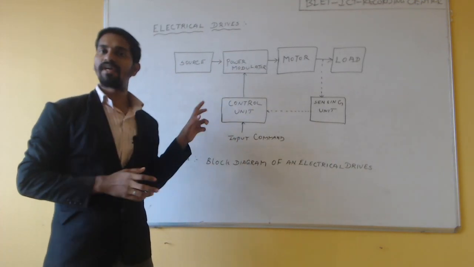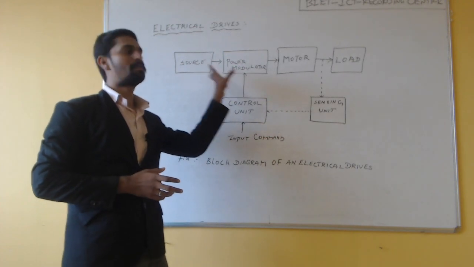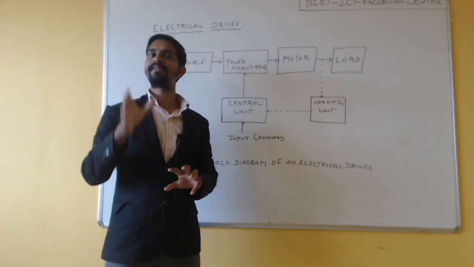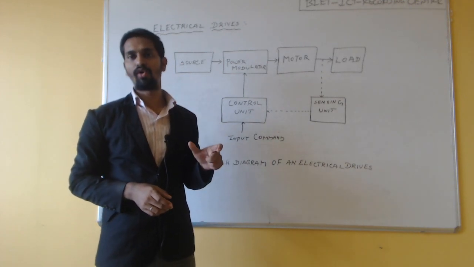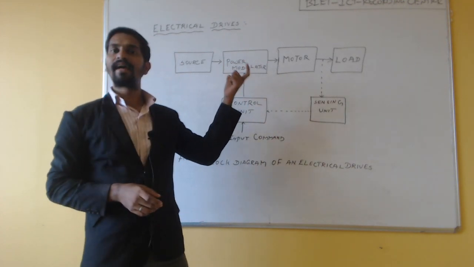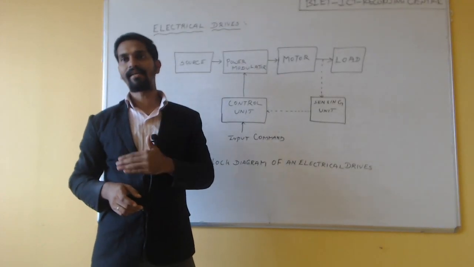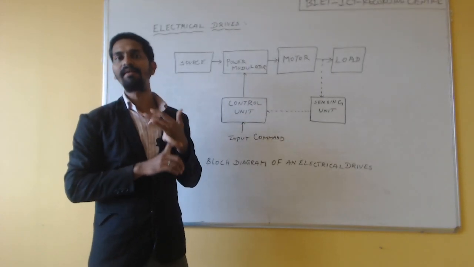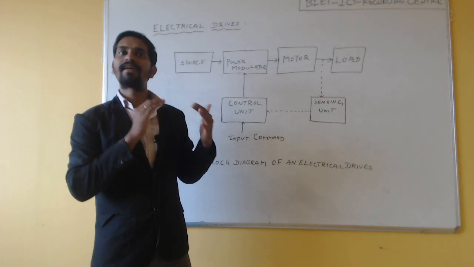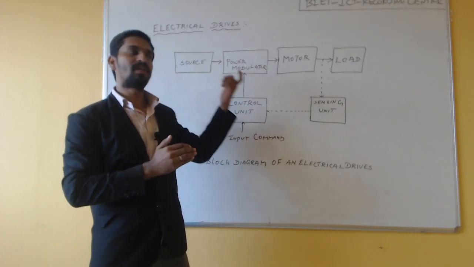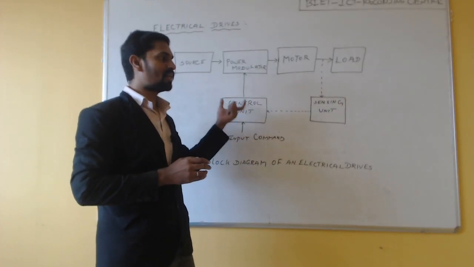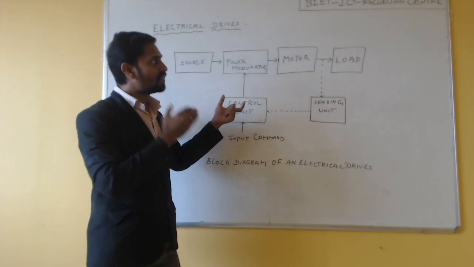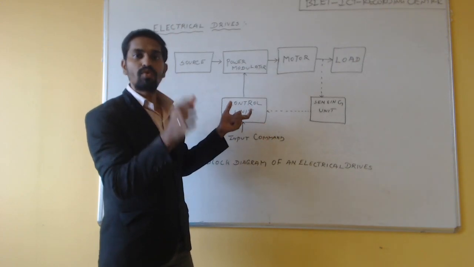So that is about the source. The next part is the power modulator. In an electrical drive system, the power modulator plays a vital role. The power modulator can be termed in three categories. One is that it acts as a power converter. It converts the power from the source and gives it to the motor in a suitable form.